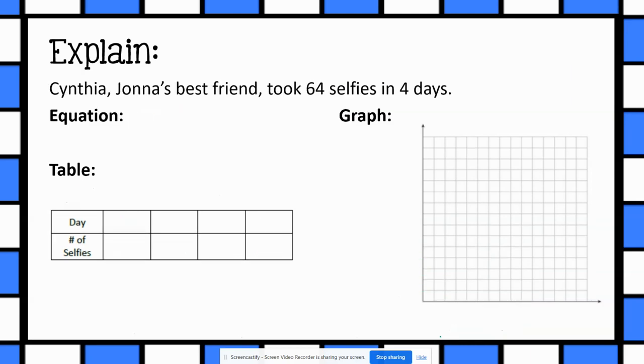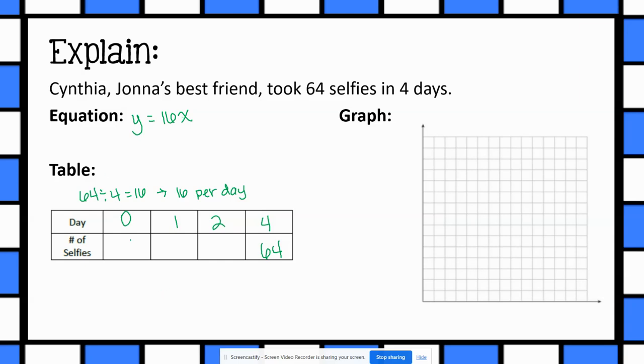Number 4 says that Cynthia, who is Janae's best friend, took 64 selfies in 4 days. Well, if Cynthia took 64 selfies in 4 days, then that means that on day 4, she had 64 selfies. So we're going to figure out how many she had on days 0, 1, and 2. Well, again, we would want to find the unit rate. So we would do 64 divided by 4, which tells us 16. This means that she took 16 selfies per day. I can represent this in an equation by doing y equals 16 times x.